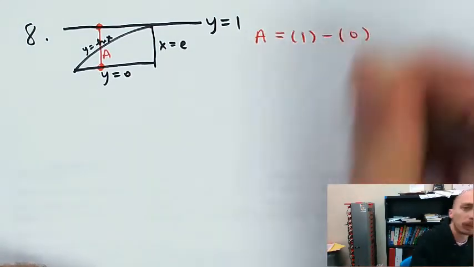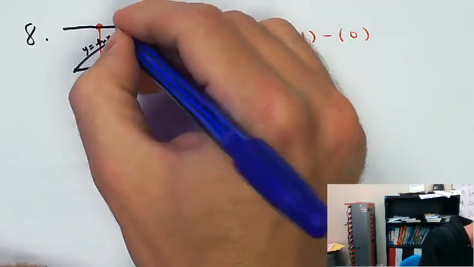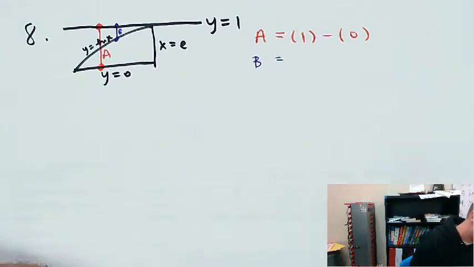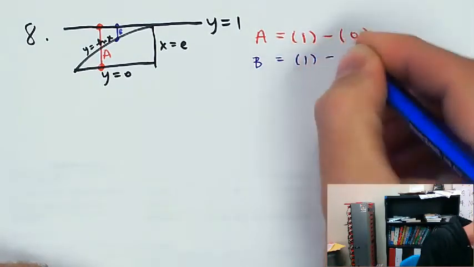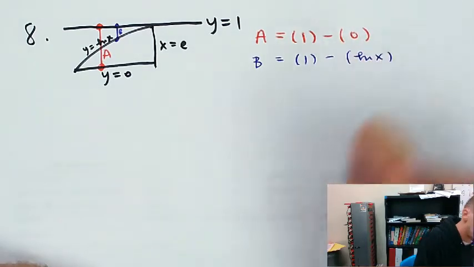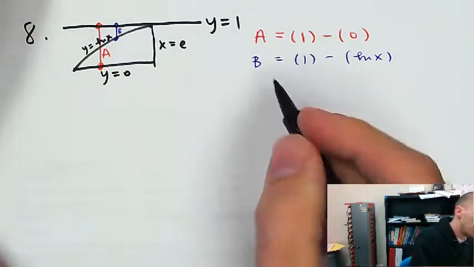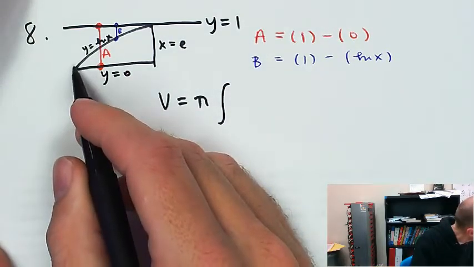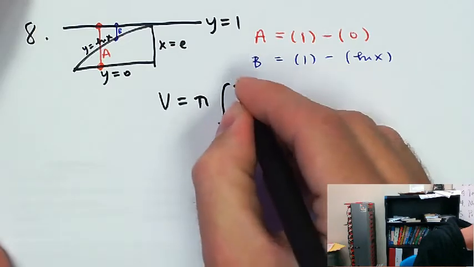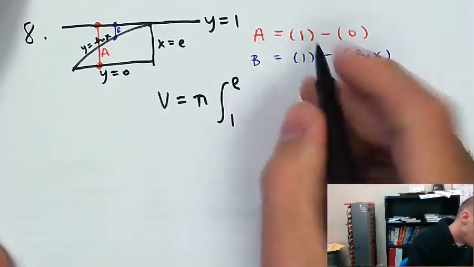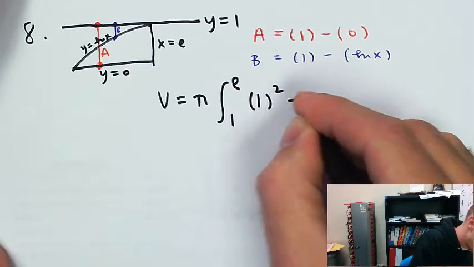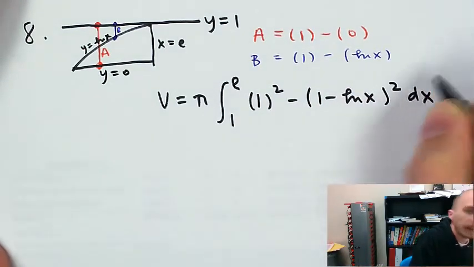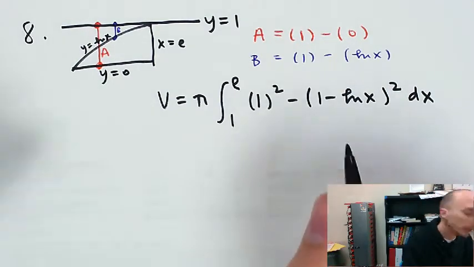Y equals 1 minus y equals 0, top minus bottom. Okay, and then B is going to be top minus bottom, so y equals 1 minus y equals log x. And then volume will be pi times the integral, as x is still running from 1 to e, of large radius squared minus small radius squared. And again, because of the natural log, it's going to require a calculator.